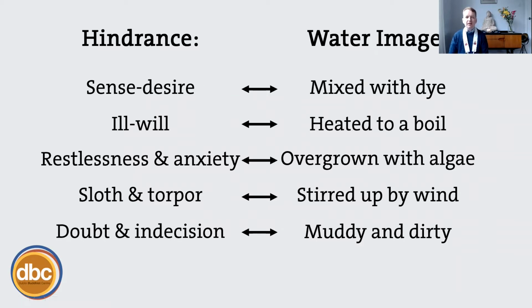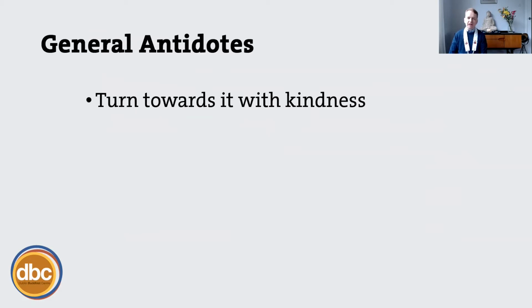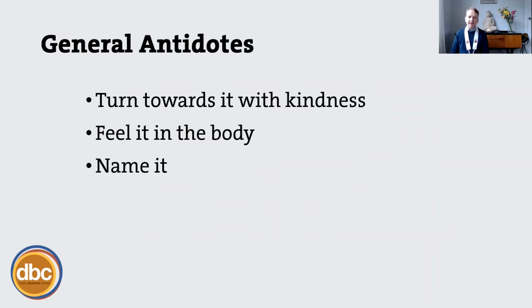Okay, so maybe there's one particular hindrance that you do. Usually we tend to focus on one or two. So it might be that you want to dwell on a particular image there for your mind. In terms of the general antidotes that I mentioned in the course, I won't spend very long on these because I want to spend a bit of time on something a bit later. So firstly, turn towards it with kindness. Accept that you're doing it. Feel it in your body. Name it. This is why you need to know them, so you can name them.